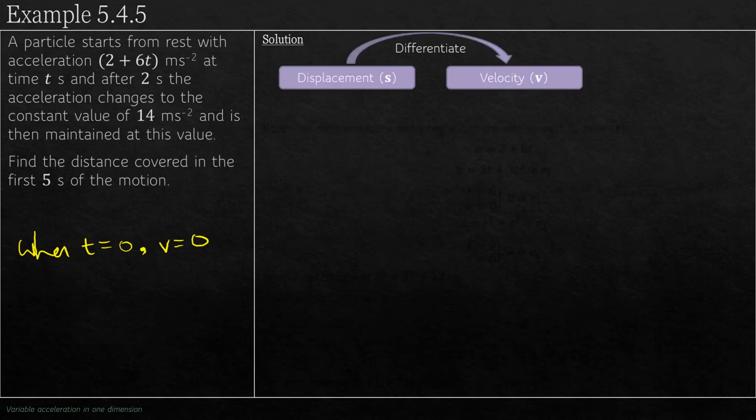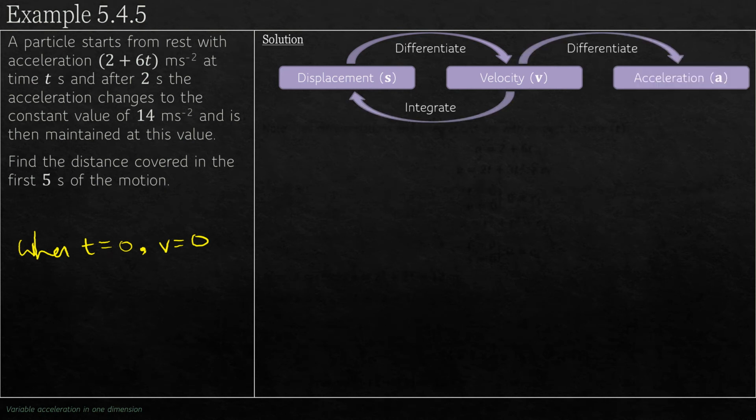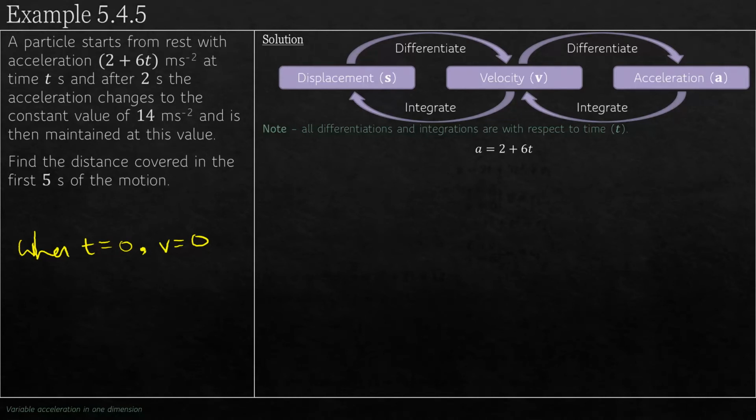When you differentiate displacement, you get velocity. Integrate velocity, you get displacement. Differentiate velocity, you get acceleration. Integrate acceleration, you get velocity. In this question, we are given the acceleration, 2 plus 6t. You can see it's not constant. As t changes, a changes. So we cannot use the SUVATs. We must use calculus. But that, however, is only for the first 2 seconds.